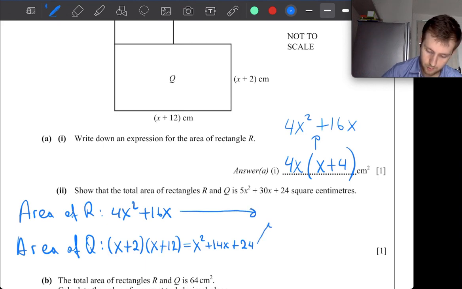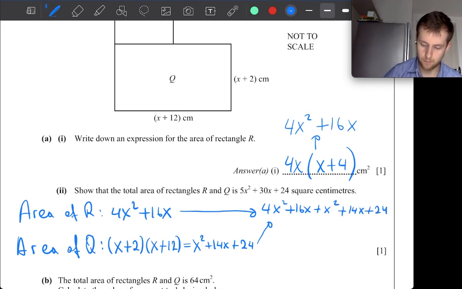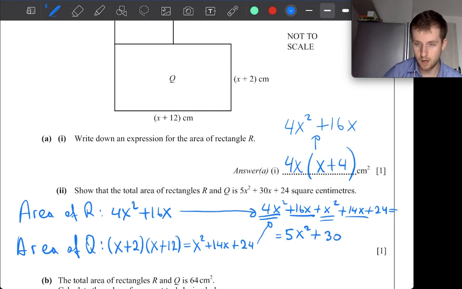Now we can just add these two together. The total area is, of course, area of R plus area of Q, so we add them both together: 4x squared plus 16x plus x squared plus 14x plus 24, right? In total, we're going to have 5x squared plus 30x plus 24, of course. That's it. We showed it.